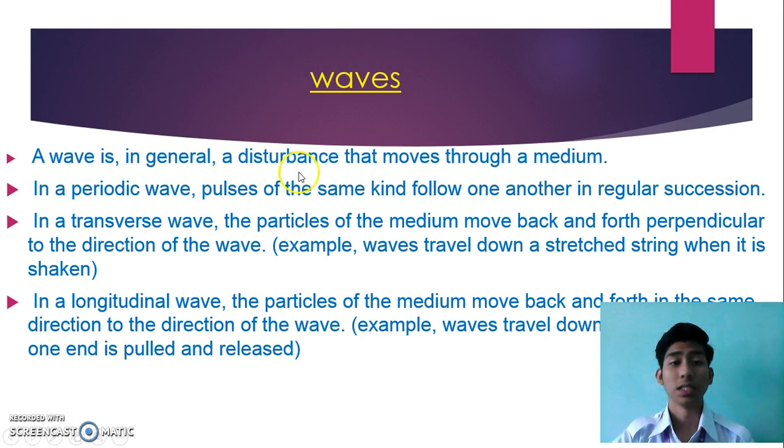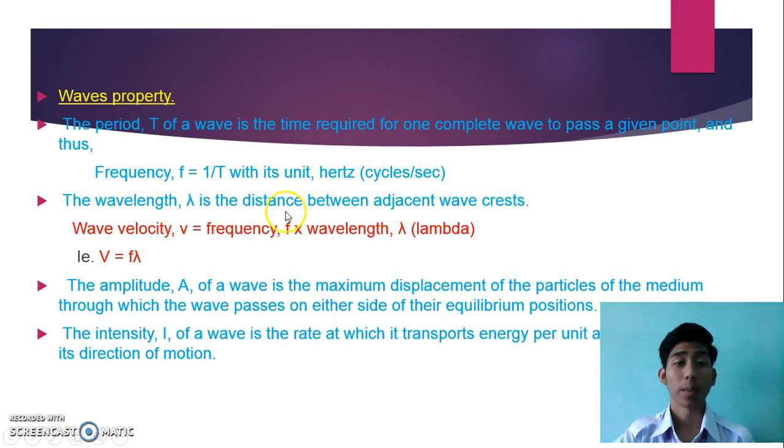Okay, a wave in general is a disturbance that moves through a medium. You can read from my slide. Wave properties. The period T of a wave is the time required for one complete wave to pass a given point, and thus frequency f equals 1 over T, whose unit is hertz, cycles per second. The wavelength lambda is the distance between adjacent wave crests. Wave velocity equals frequency times wavelength, v equals f lambda.